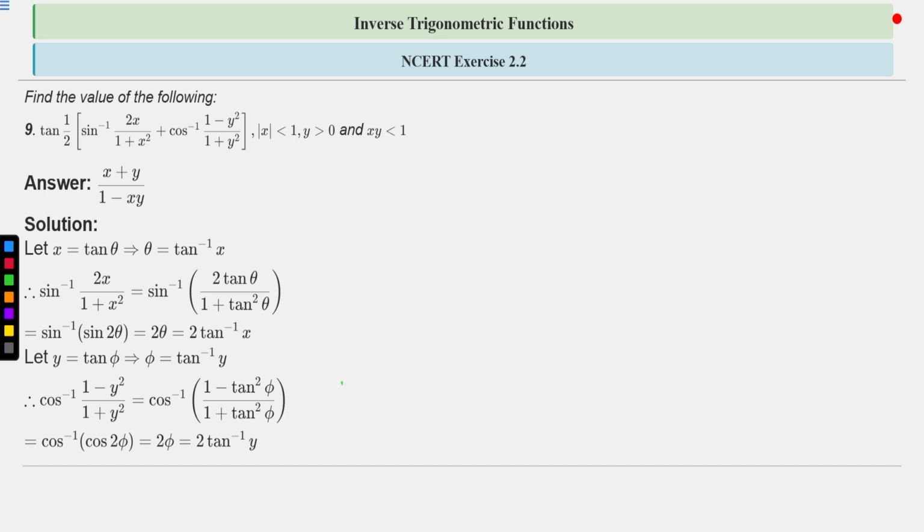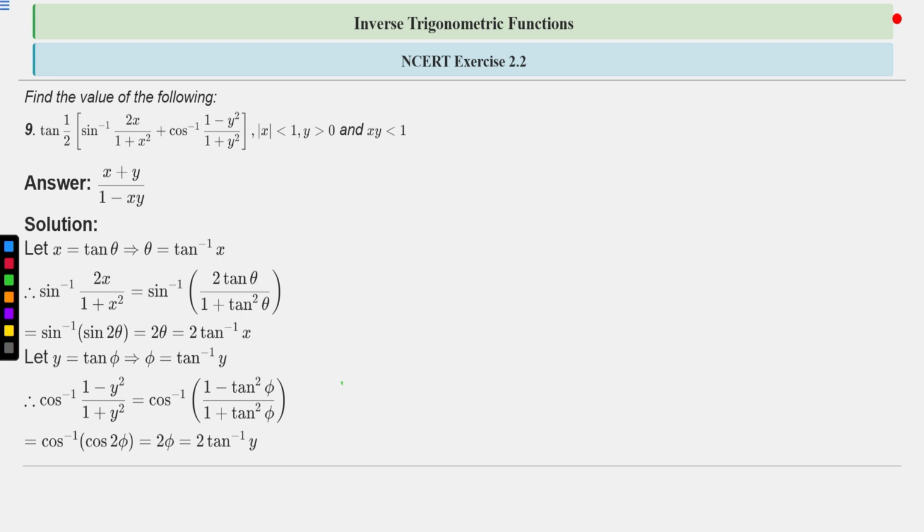And see, we know that 1 minus tan square phi upon 1 plus tan square phi we can write as cos 2 phi, right? We know the formula of cos 2 phi is 1 minus tan square phi upon 1 plus tan square phi. Therefore, we can write it as cos inverse cos 2 phi, which is equal to 2 phi, and it will be equal to 2 tan inverse y. Clear? Right. So the first expression has given the value 2 tan inverse x and the second expression has given the value 2 tan inverse y, right?